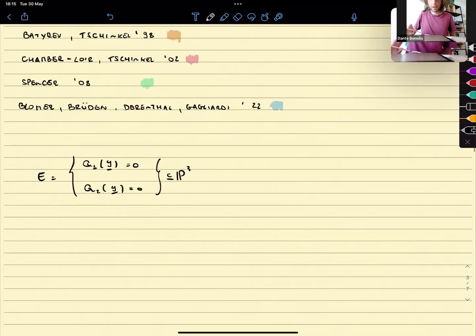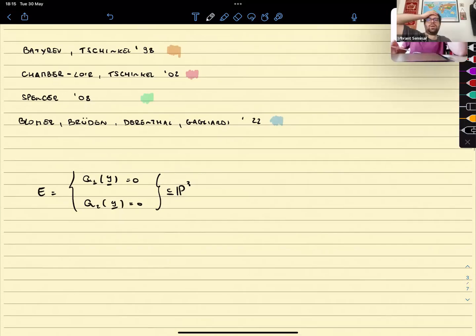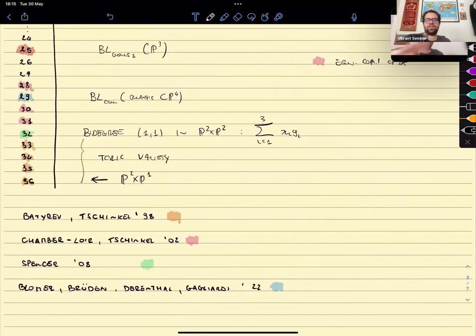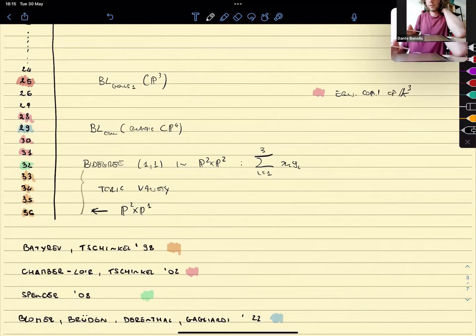A question: all these results are the same quality? They all prove Manin's conjecture? Yes, this is about Manin's conjecture. Yes. Okay.